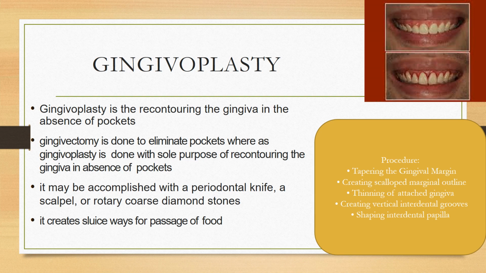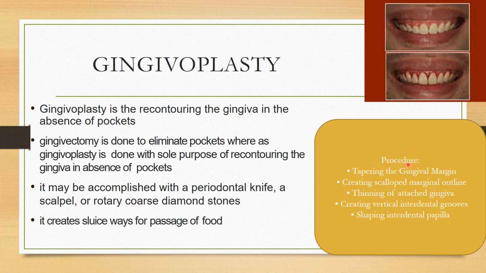So in case of recontouring the gingiva, other than gingivectomy, other than excision, if you want to shape it, if you want to recontour the gingiva to make sluice ways for the passage of food, always gingivoplasty is needed. It can be accomplished with the periodontal knife, a scalpel, or rotary coarse diamond stones can be used. But I would say the more important one is the knife, other than laser also. I would suggest to go for gingivoplasty with my personal experience.